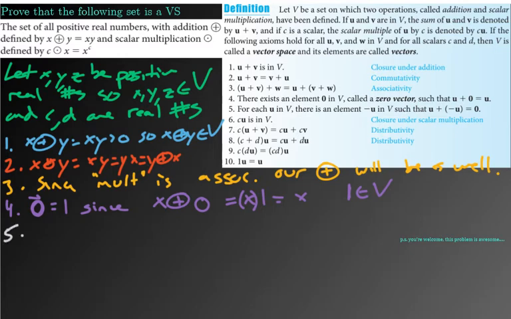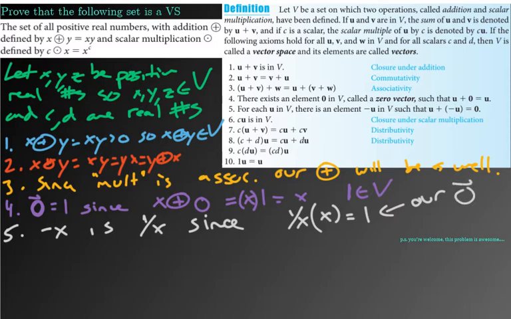In terms of 5, we need to be able to add something to a vector and get the 0 vector, but the 0 vector is 1. So in this situation, the negative of a vector is 1 over that thing, since 1 over x times, or plus, x is equal to 1, our 0 vector. So all sorts of weird things are happening here.